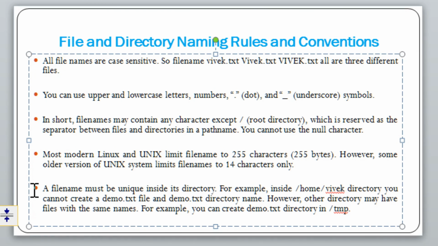A file name must be unique inside its directory. For example, inside a /home/vivek directory, you cannot create a demo.txt file and a demo.txt directory. You can't have both in the same directory. However, other directories may have files with the same names. For example, you can create demo.txt in /tmp. So I can have demo.txt in /tmp, and I can also have it in /home/vivek, because those are different directories.